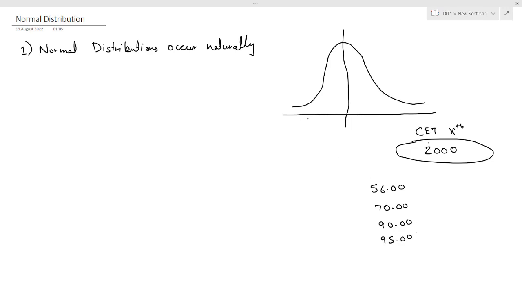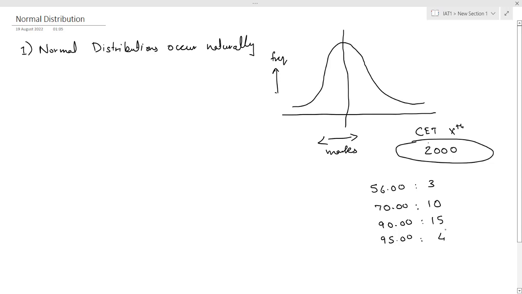And if I put these marks on the x-axis, and I put the frequency on the y-axis. Frequency means what? Let us say 3 students got 56, 10 students got 70, 15 students got 90, 4 students got 95. So this is the frequency. If I put the frequency on the y-axis and marks on the x-axis, the curve that I am going to get is going to be a normally distributed curve, right? This is going to happen naturally.